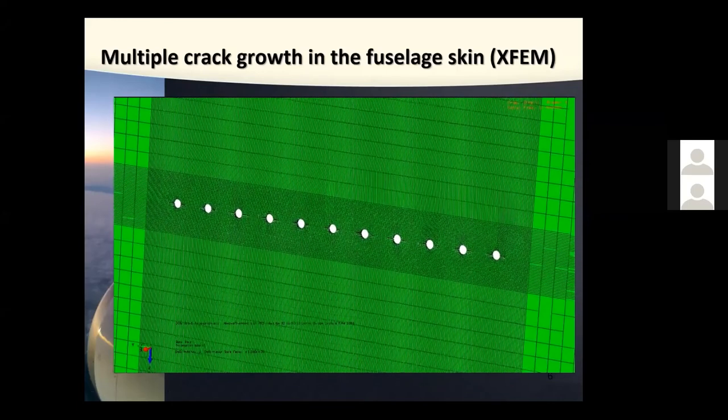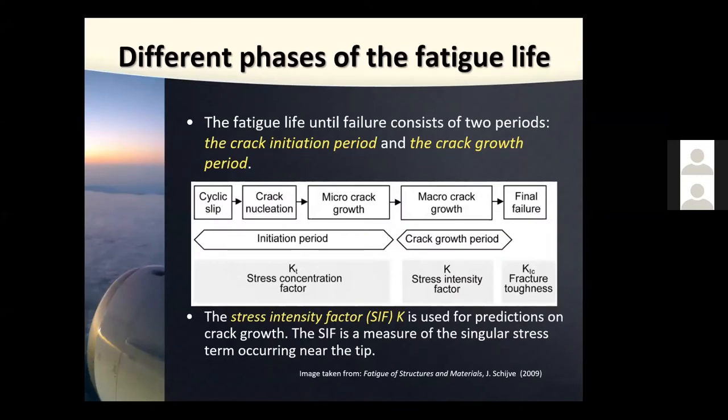Okay, next slide is about different phases of the fatigue life. I believe that all students and all participants in this lecture already know this. This is just a short reminder that nowadays we can simulate, using numerical methods, two phases of crack growth: micro crack growth and macro crack growth. In micro crack growth, the most important factor for analysis of the crack is the stress concentration factor, KT. While for macro crack growth, when the crack becomes visible and starts to grow until final failure, we use the stress intensity factor as the most important parameter of fracture mechanics to estimate the life of a damaged structure.